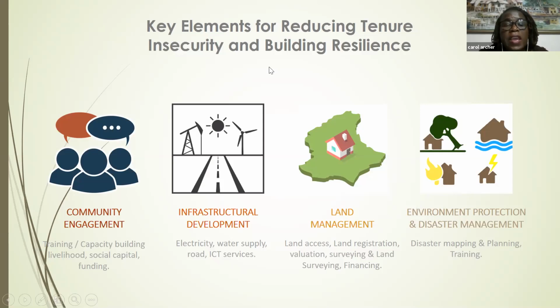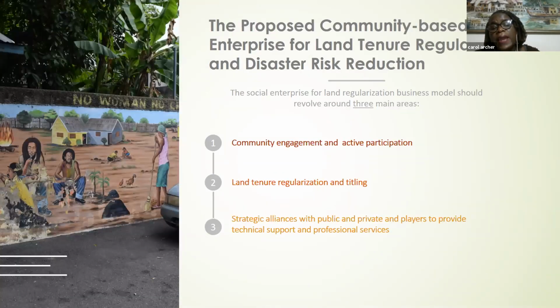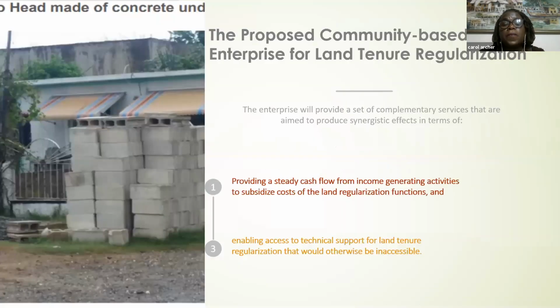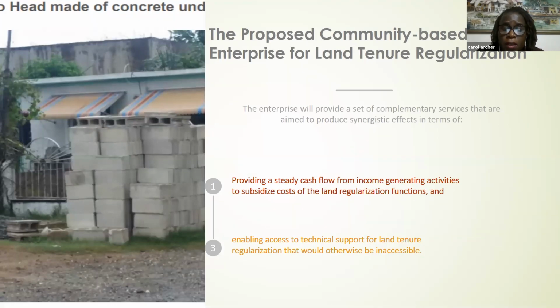This would be with the aim of reducing tenure insecurity, but also to build resilience and address issues of disaster mitigation and disaster management. This came out of conversations with the community. Yes, coming out of the redevelopment planning process, we have enhanced the engagement and ensured active participation. We were limited with the regularization. So we now need to create a strategic alliance, public-private, to ensure that the ownership of land, rather than individual title, will be in trust with the community, right? So this community land trust would provide a steady cash flow for income generating activities to subsidize the cost of land regularization. It would enable access to technical support for land tenure regularization.